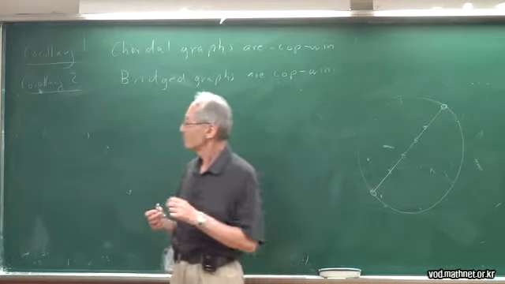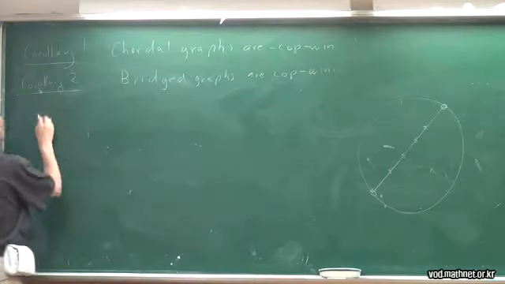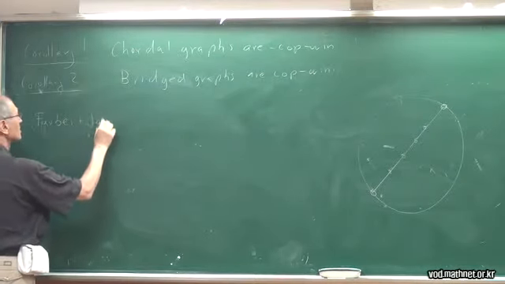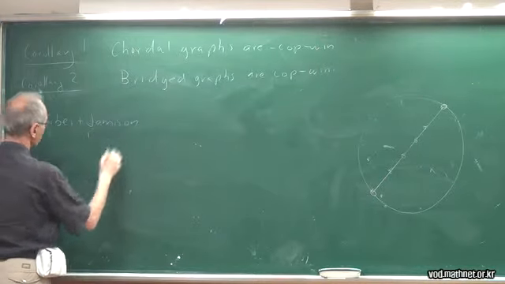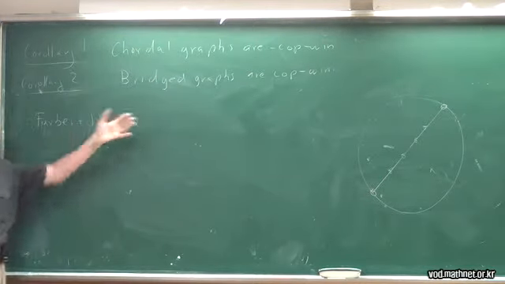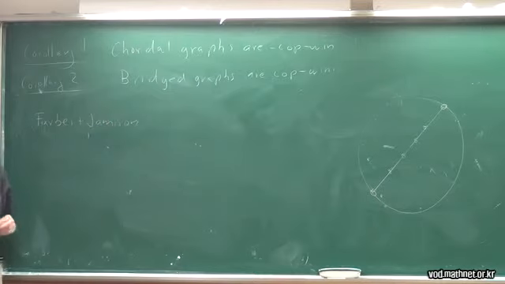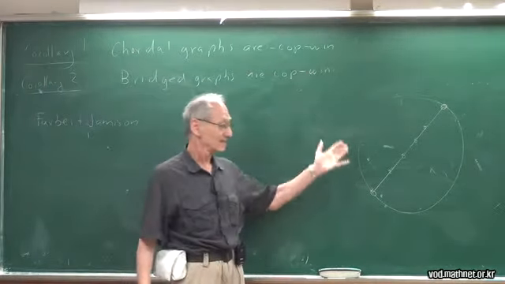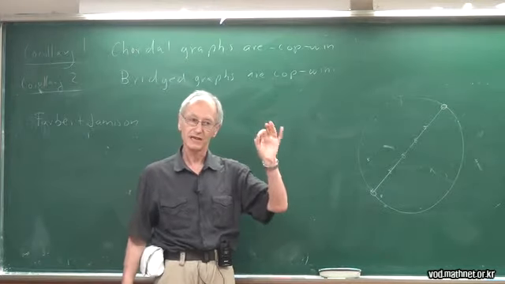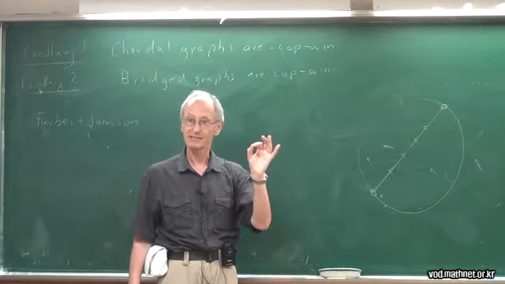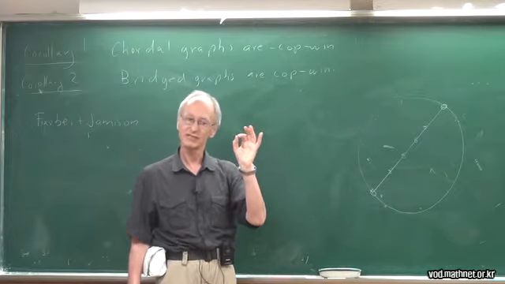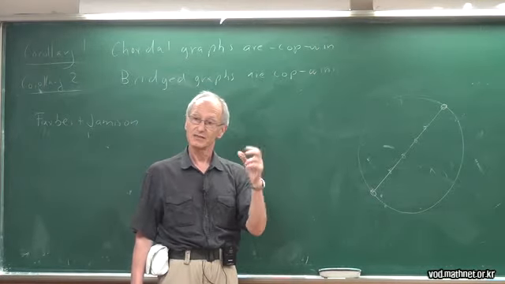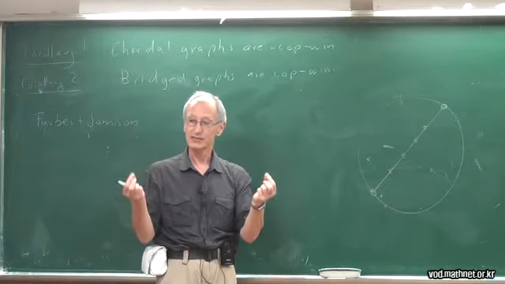There's a theorem by Martin Farber and Robert Jamison. I mean, there's a bunch of papers by Farber and Jamison about bridge graphs. And one of the key results, one of the basic results, is that a bridge graph contains an isometric vertex. An isometric vertex is one that if you remove it, the distances between the remaining vertices don't change.